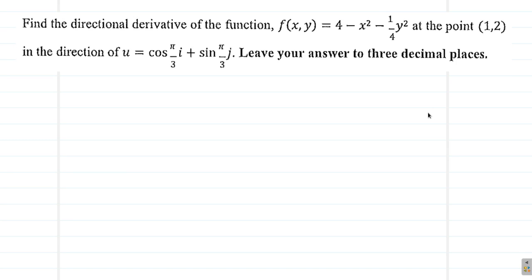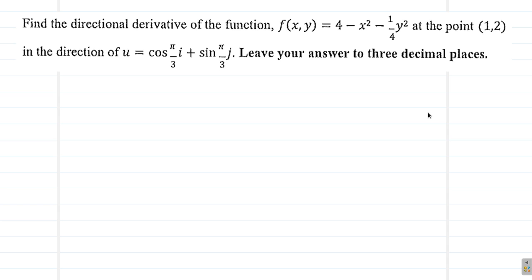You're to find the directional derivative of the function f(x, y) = 4 - x² - (1/4)y² at the point (1, 2) in the direction of the vector u = cos(π/3) i + sin(π/3) j, leaving your answer to 3 decimal places. Alright.